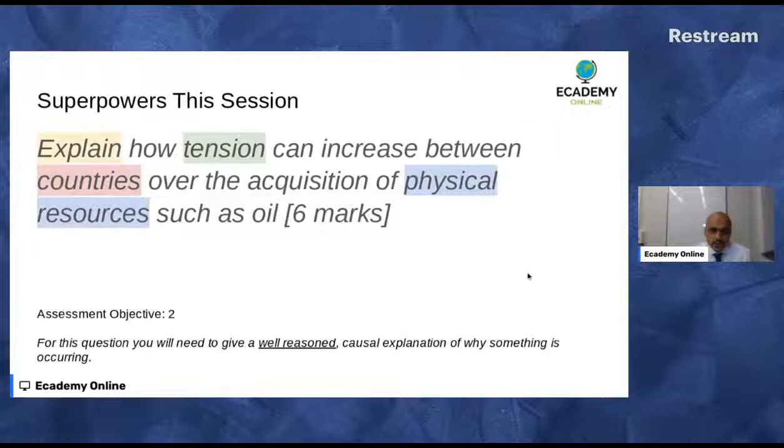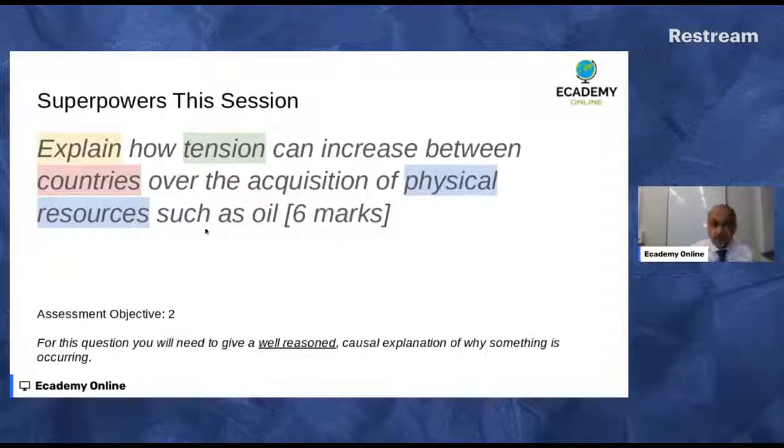Okay, so this is how I'd break down the question. You might want to underline key words, or you might want to highlight things. Explain, obviously, immediately I'm thinking a level 2, assessment objective 2 question. Tension, okay, there's a conflict going on here that I need to discuss. Increase between countries, so I might want to jot down some examples of countries that I know of. And acquisition of physical resources.